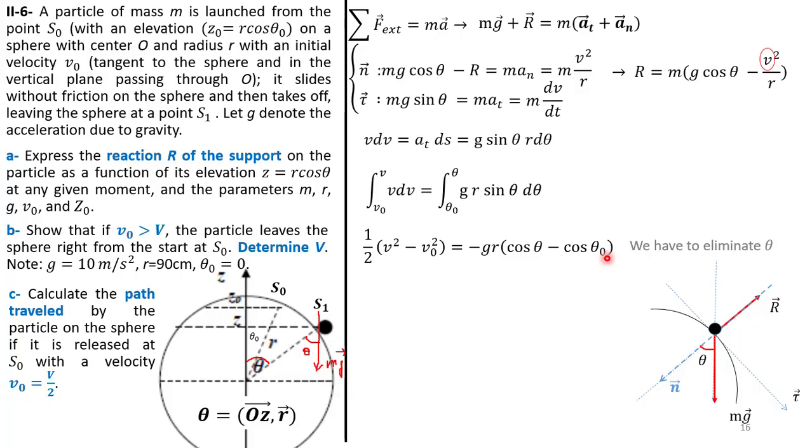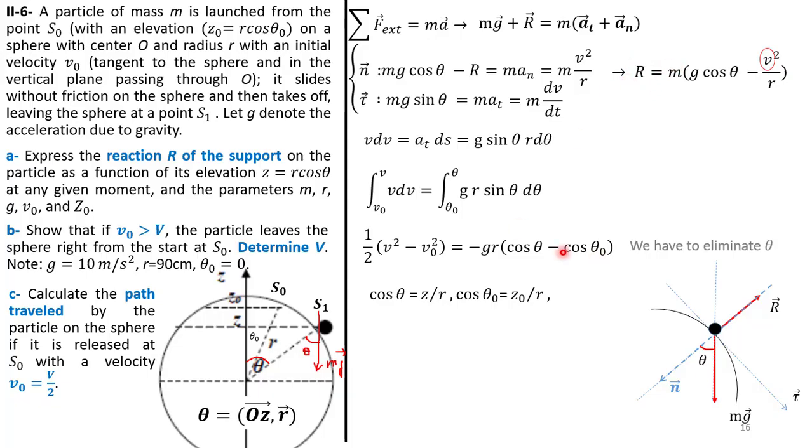So the objective, I repeat, is to find the expression of v or v squared as a function of theta. We are more interested, in fact, in finding v squared instead of v, because in the expression of r, we have m times g cosine theta minus v squared over r. So we need to have v squared. So we can deduce v squared from this expression and replace it here in the expression of r to find what is r.